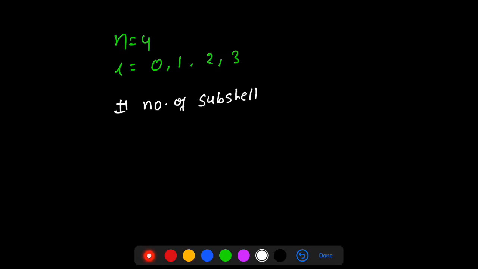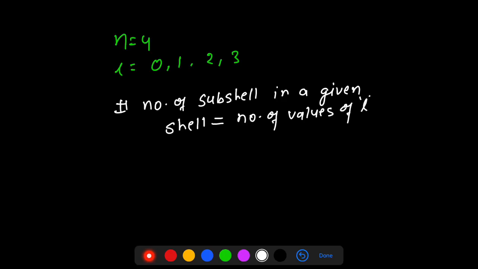Now what does this mean? The number of values of L. So remember this: the number of subshells in a given shell is equal to the number of values of L. It will depend on the number of values of L. Remember, I'm not saying what values, I'm saying how many values of L you have for a given shell. The same number of subshells will be there in a given shell.